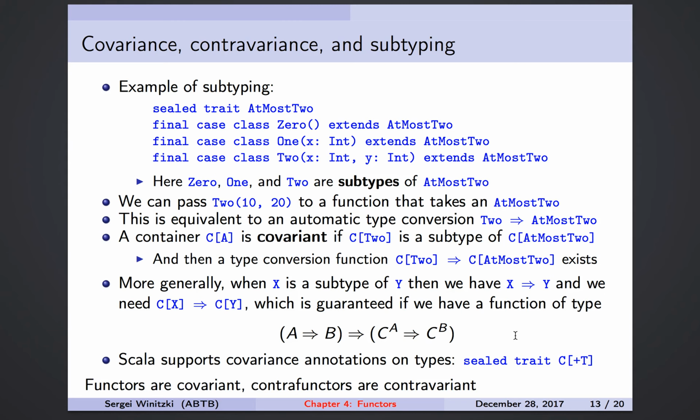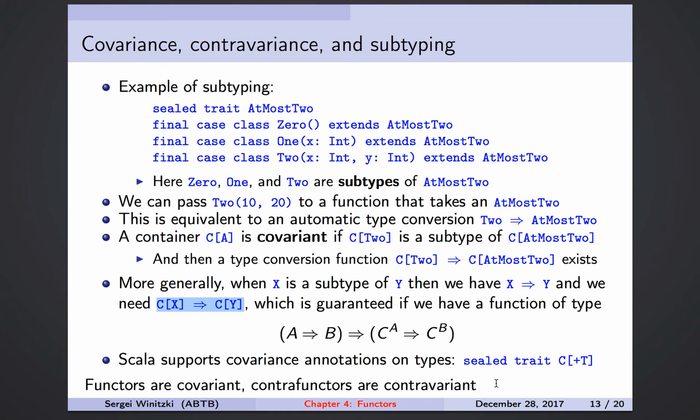And similarly, contrafunctors are contravariant. So contravariant means that this arrow goes in the opposite direction. If T2 is a subtype of at most T2, then a contrafunctor of at most T2 will be a subtype of a contrafunctor of T2. And so, because of this very easy argument with the implicit or automatic type conversion functions, if we write them explicitly, then we see immediately that functors are automatically covariant and contrafunctors are automatically contravariant.